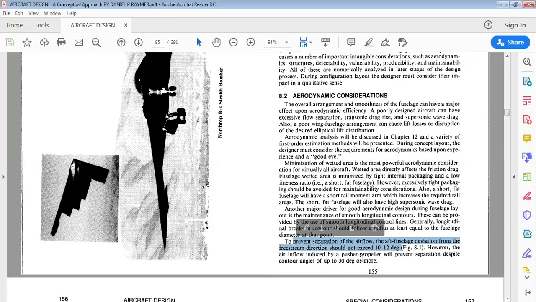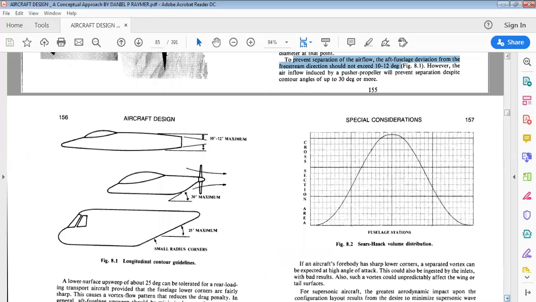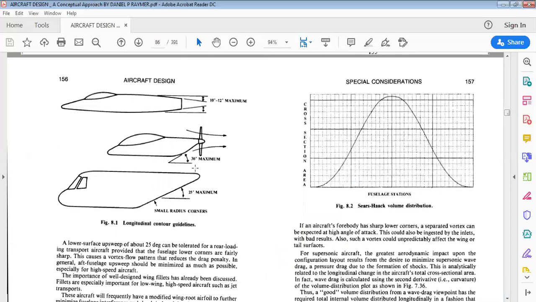However, the air inflow induced by a pusher propeller will prevent the separation despite angles up to 30 degrees or more. So we know there are pusher props and tractor props. What is a pusher prop? It is put at the back, and a tractor prop is at the front. So it depends upon whether it is a tractor or a pusher prop. When I speak about this, we have small radius corners, and this type is called a pusher prop. You can see the angle in the tail cone is 10 to 12 degrees maximum, with small radius corners according to the longitudinal contour lines.